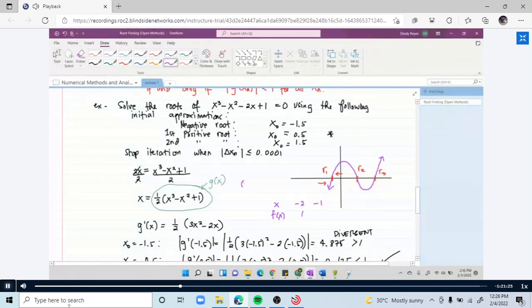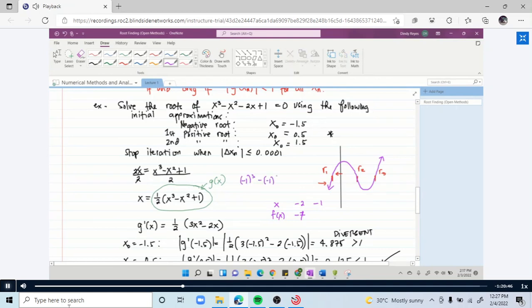Ano ba yung kanina ko? Negative 2 cubed minus negative 2 squared minus 2 times negative 2 plus 1. Ito negative 8 minus 4. Dito pala ako nagkamali. Minus, so plus 4 plus 1. Ito ay negative 12 pala to. Negative 12 plus 8, negative 4, negative 3, negative 7 pala to. Kaya pala may mali ako. Negative 7.